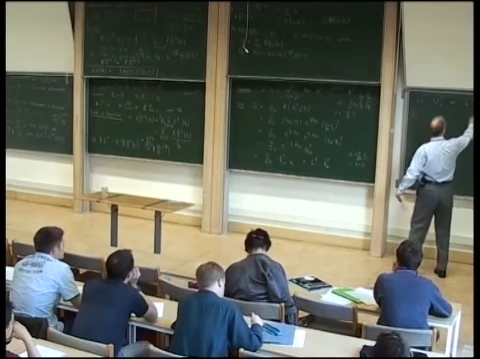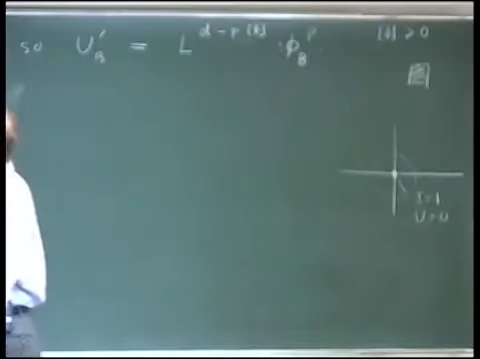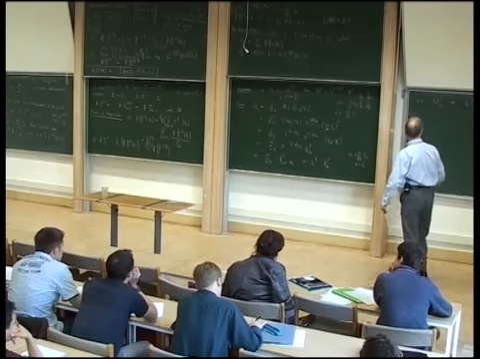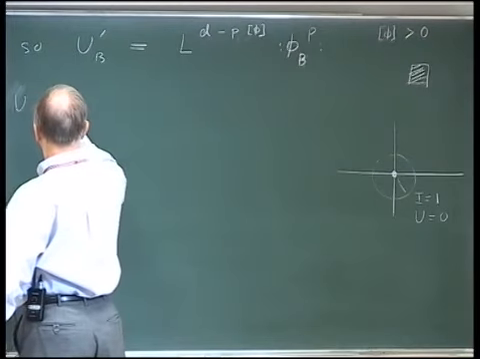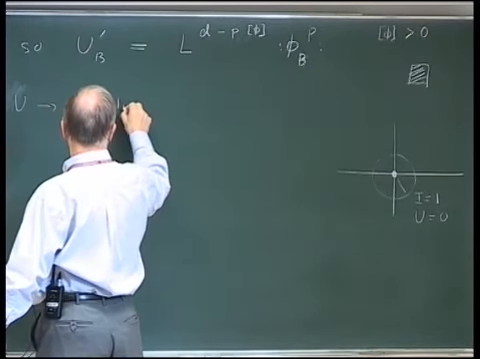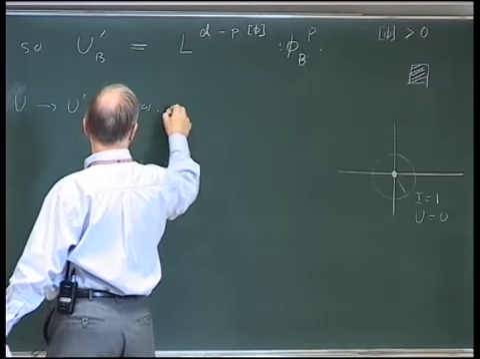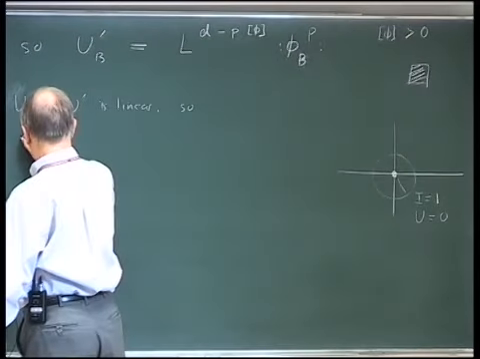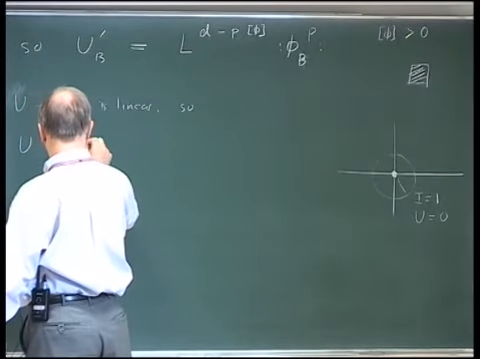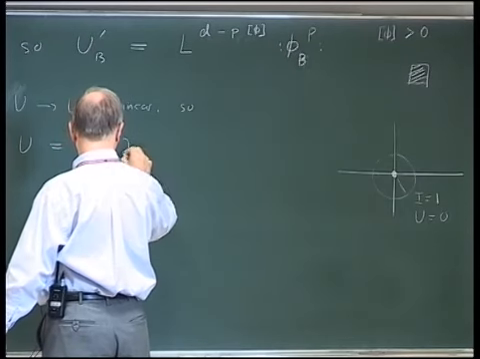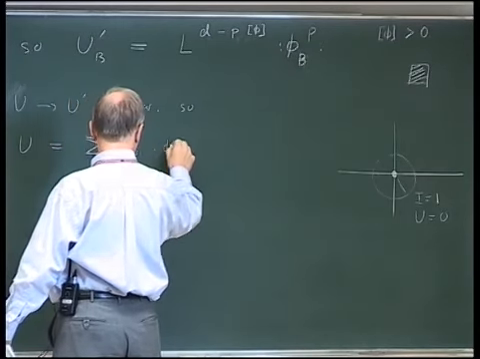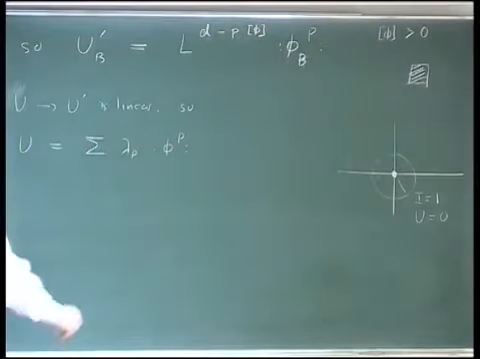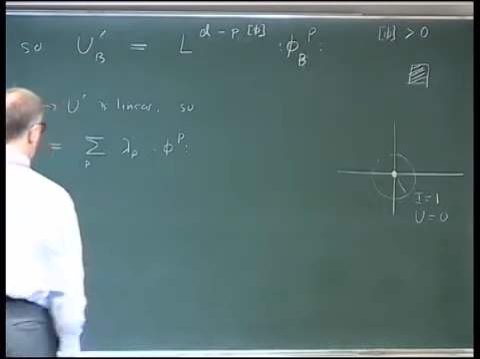What I want to do then is to take a sum of these. So this is a linear map, this transformation. U goes to U prime is linear. So we can take as our initial U a sum of lambda sub p times phi Wick-ordered powers over p. That's a finite sum.